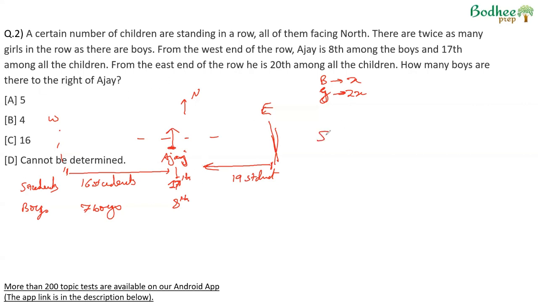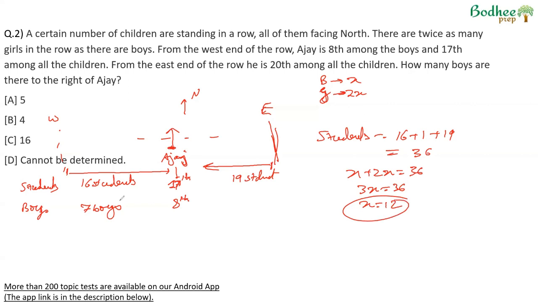Now, if you look at the total number of students or children, there are 16 to the left of Ajay, then there is Ajay, then there are 19 to the right of Ajay. The total number is 16 plus 1 plus 19, which becomes 36. 36 is the number of boys and girls, so x plus 2x is 36, which means 3x is 36 or x is 12. The number of boys is 12.